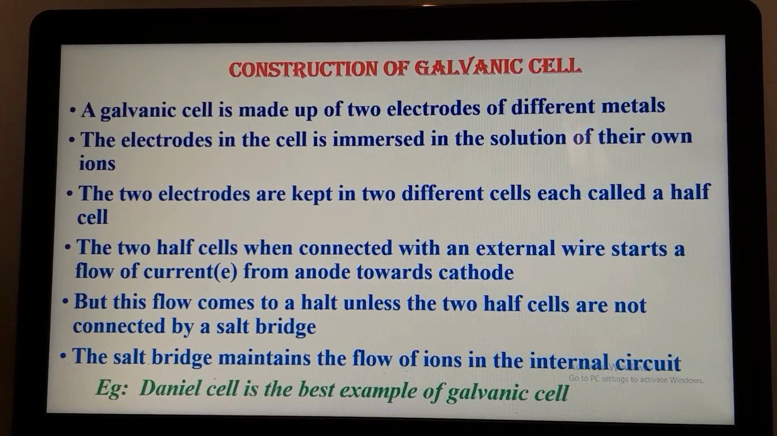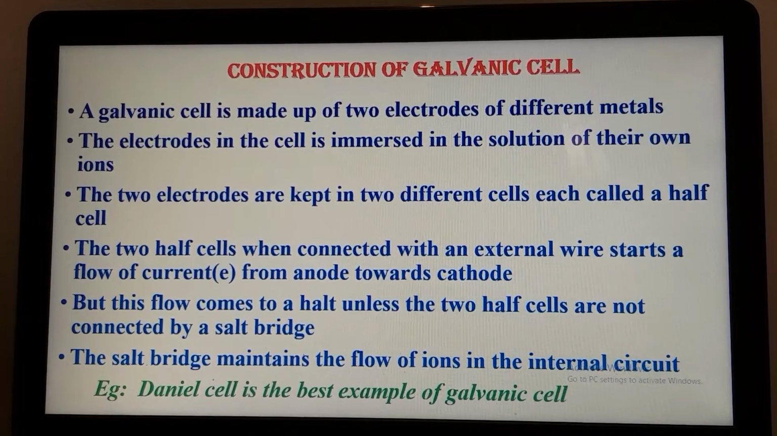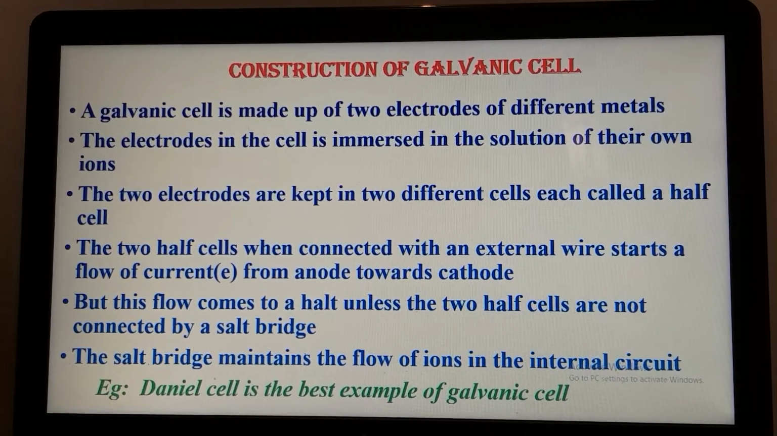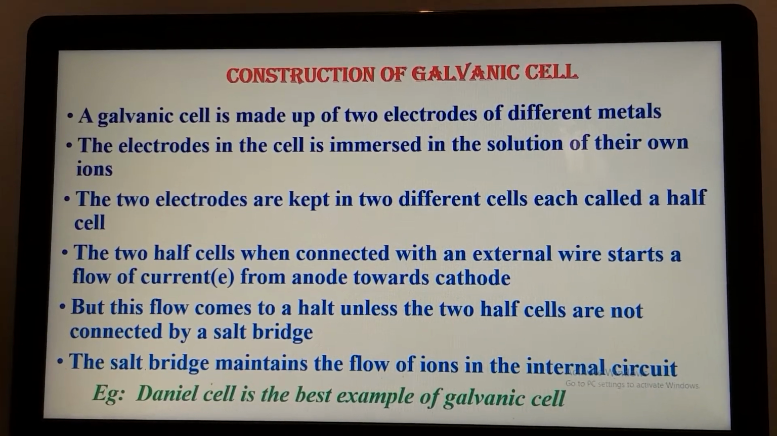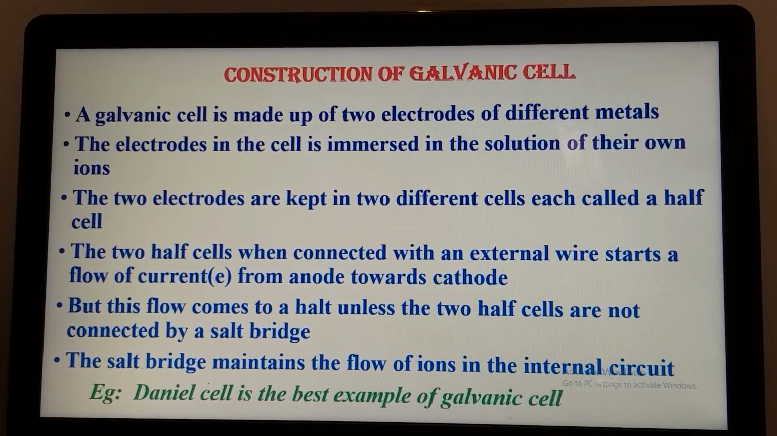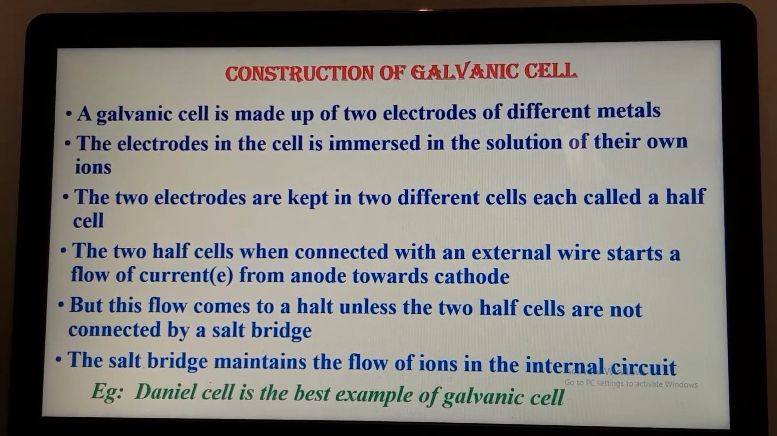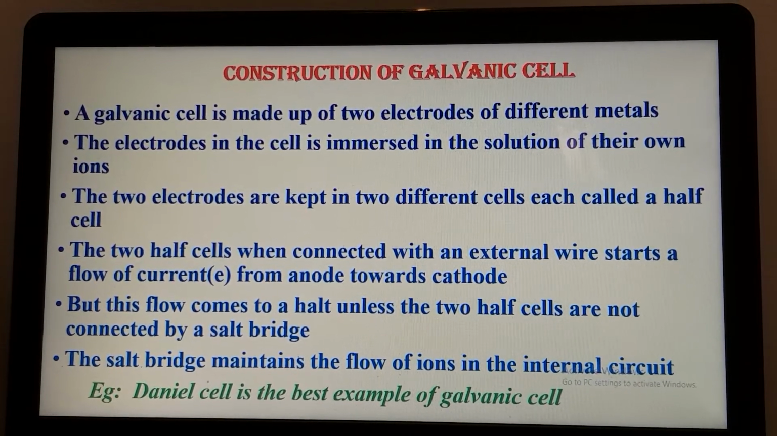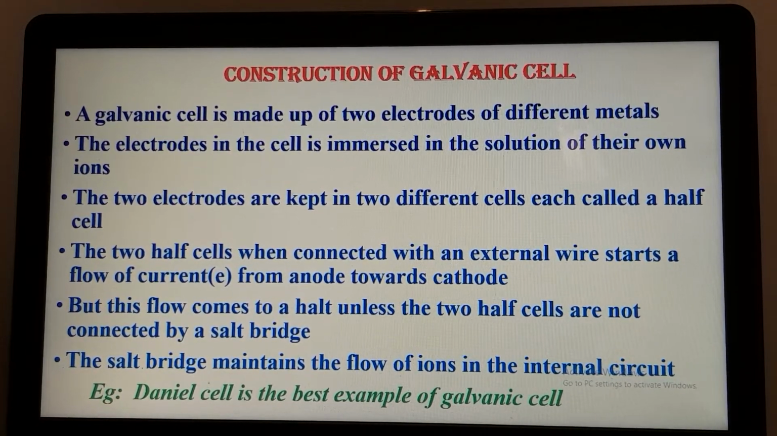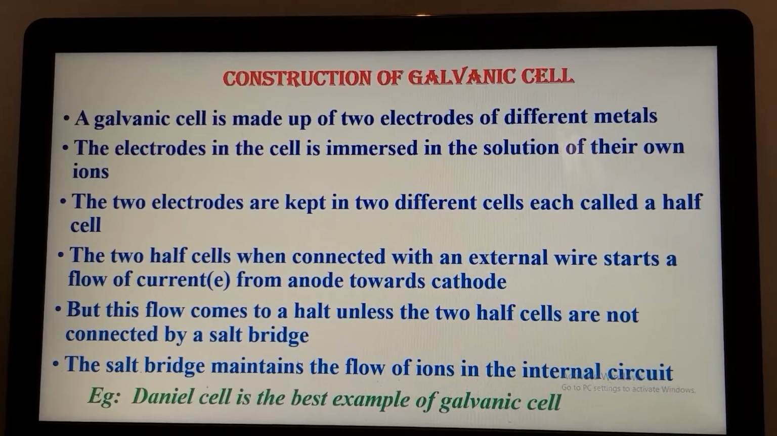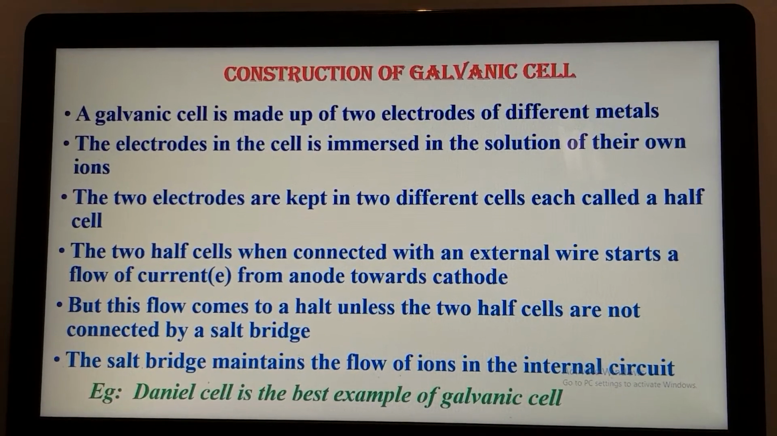So, a galvanic cell can be explained taking the example of Daniell's cell, in which the two electrodes are kept separate in two different compartments, and each compartment is called a half cell. The two electrodes are kept in the solution of their ions, and they are connected by an external wire.